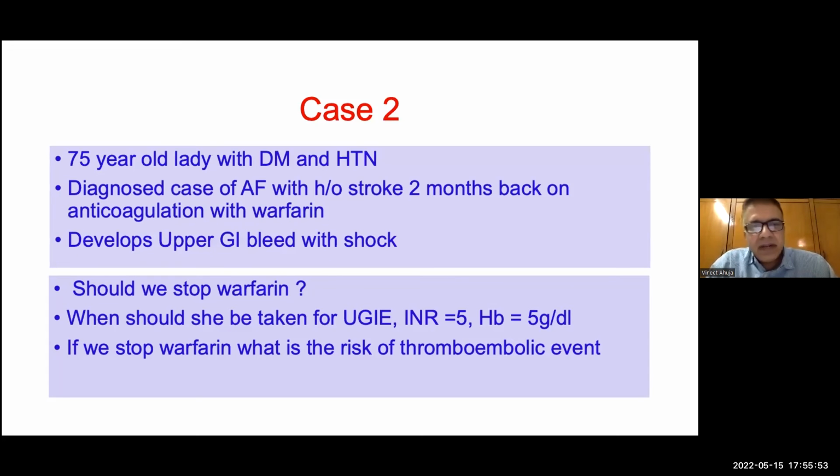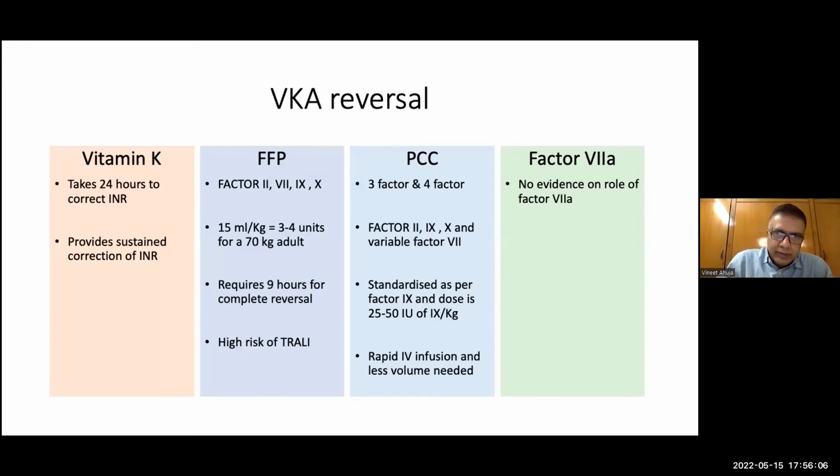Another case, a 75-year-old lady with diabetes mellitus and hypertension, atrial fibrillation, history of stroke just 2 months back, on anticoagulation with warfarin. She develops upper GI bleed with shock. What are you going to do about anticoagulation? Clearly, when the patient is on warfarin, that is a vitamin K antagonist, you would like to reverse the effect if the patient is having a major bleed. How do you do it?